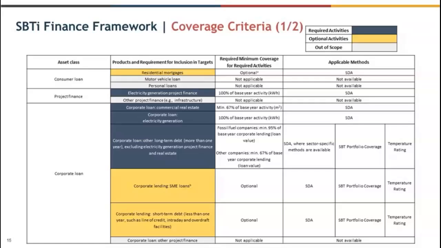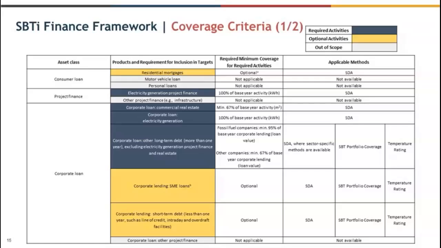So if the financial institution, for example, has corporate long-term loans, then they have to cover two-thirds of those in terms of the loan value. And we had feedback from numerous financial institutions that said, well, this is quite difficult, especially for their short-term revolving credit facilities or their loans to small and medium enterprises. And so you can see here we've made those aspects of corporate lending optional at this point. So this is supposed to focus on the large, long-term lending that happens with the financial institution.